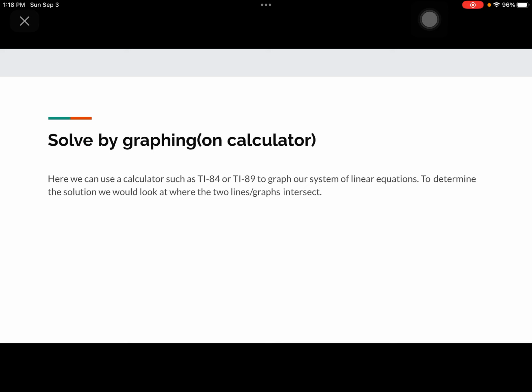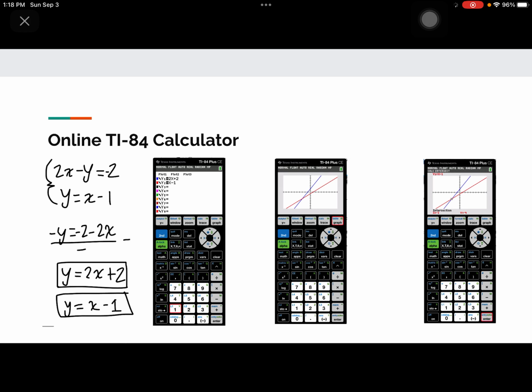And then our last method, our fourth method, is solving by graphing on our calculator. In this case, I used a TI-84, but you could also use a TI-89 to graph systems of linear equations, and then you could determine the solution by looking at where the two lines or graphs intersect. As you can see here, I used the two equations 2x minus y equals negative 2, and y equals x minus 1. I can't have the first in standard form, so I isolated for y, and I got y equals 2x plus 2, and obviously y equals x minus 1 was already in the form that the calculator likes.